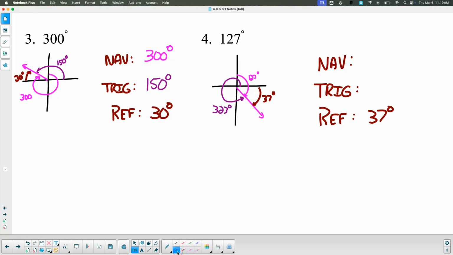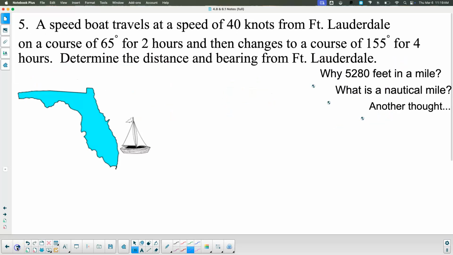Questions, comments, concerns, clarifications? None? Let's go sail a ship out of Florida then. Lena, don't pick on me. We used a picture of a sailboat, but then called it a speedboat. Okay? All right?